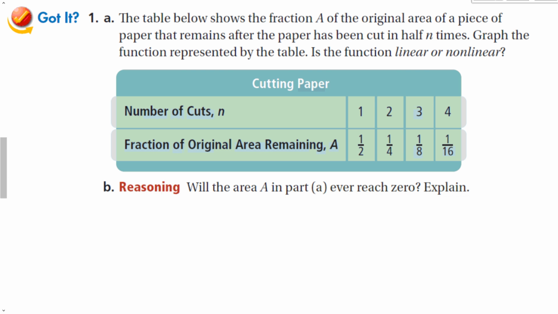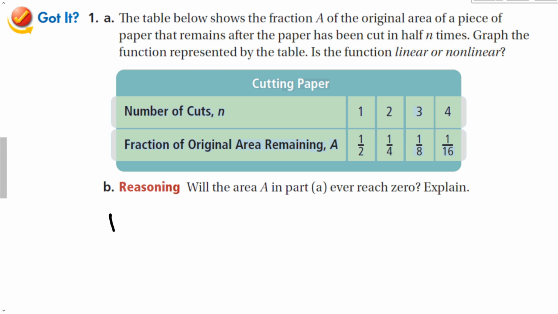The table below shows the fraction A of the original area of a piece of paper that remains after the paper has been cut in half n times. Start with the whole paper, cut it in half. Start with that piece, cut it in half, cut it in half again, cut it in half again. Graph the function represented by the table, and is this function linear or nonlinear? Well, I can tell that after one cut, it's 1/2. Two cuts, there's a quarter left, then an eighth, then a 16th. The amount left is getting smaller and smaller, right? If I went down a quarter here, now I'm going down an eighth. I'm not going down a quarter anymore.